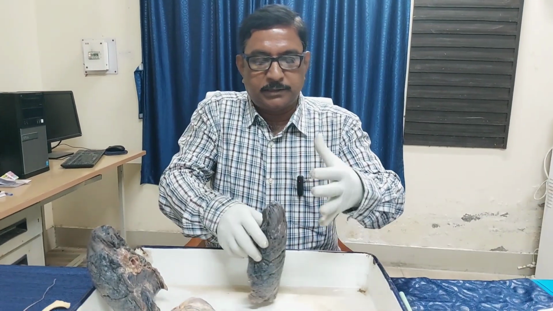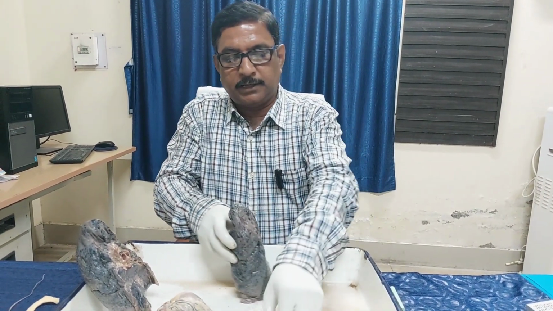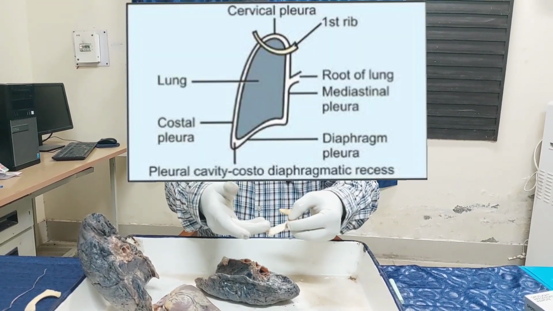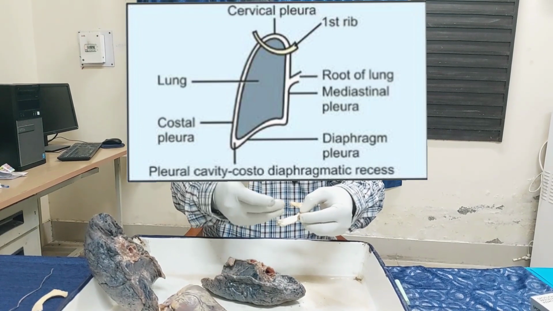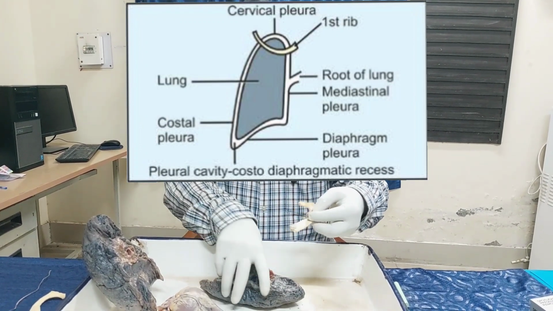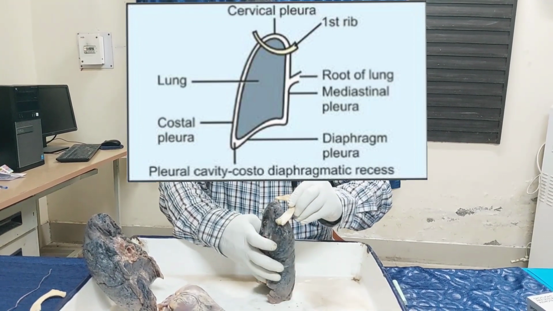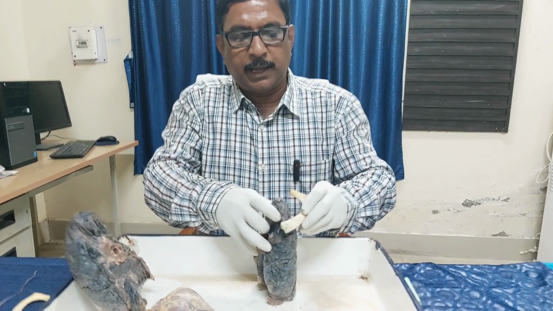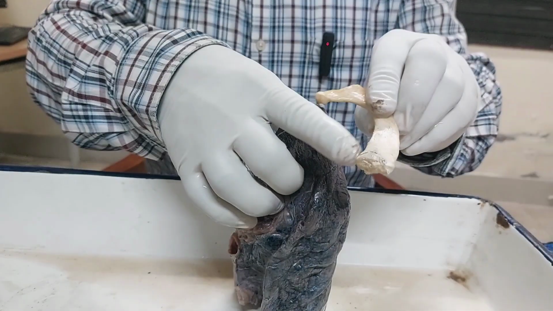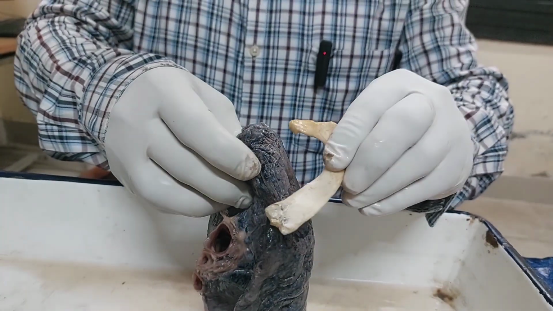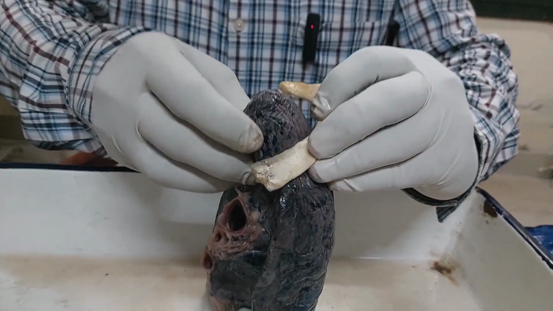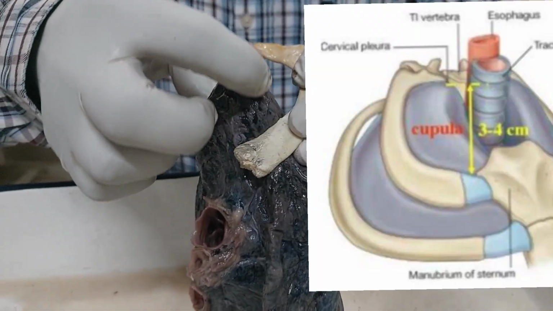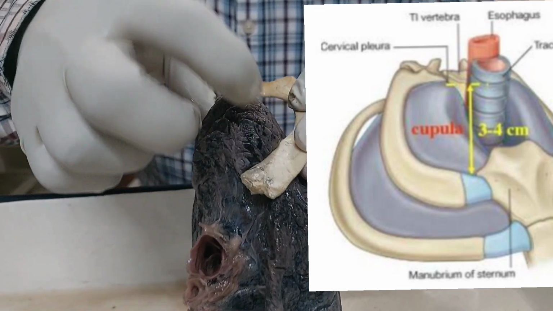You have to hold the lung in such a way that the apex crosses the inner border of the first rib near its anterior side. That means the inner border of the first costal cartilage. Inside here, above. How much above? About 3 to 4 centimeter above the inner border. This is the inner border of the first rib. So in this relation, this part is about 3 to 4 centimeter above the inner border of the first rib.